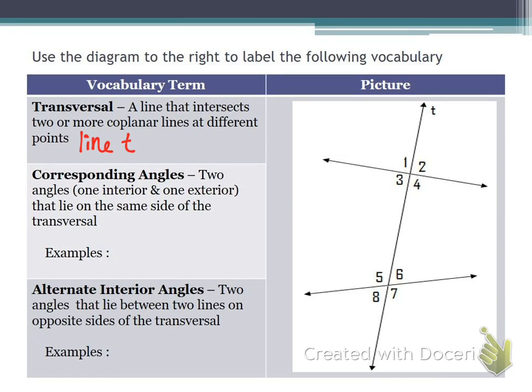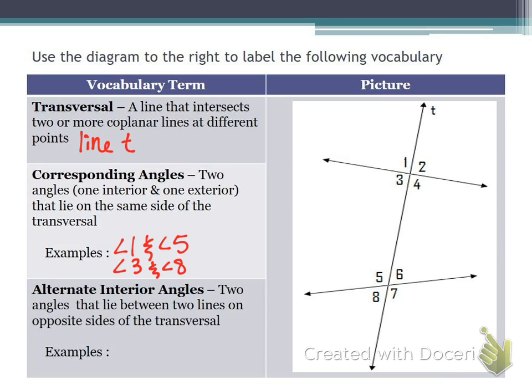Some people say they're in corresponding positions, and that doesn't really do a whole lot for explaining it. So for angles 1 and 5, they were both on the left side of the transversal, and they were both above their line that was being intersected. There are lots of other corresponding angles. For example, 3 would correspond to which angle? 8. Angle 3 and angle 8.